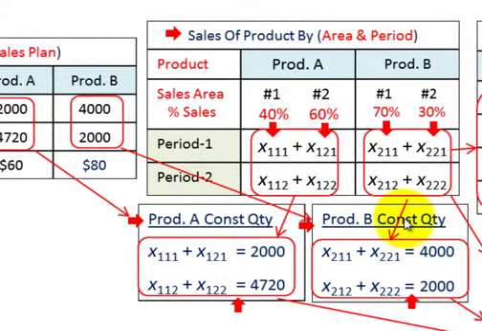Product B, the quantity constraints, again, just go off your chart here. We're working with x211 plus x221 for period 1, and for period 2 we had x212 plus x222. Just take your constraints right off there, put them down into the constraint equation, and set them equal to product B's quantities. We had 4,000 for period 1 and 2,000 for period 2. Okay, so that's how you'd set that up.